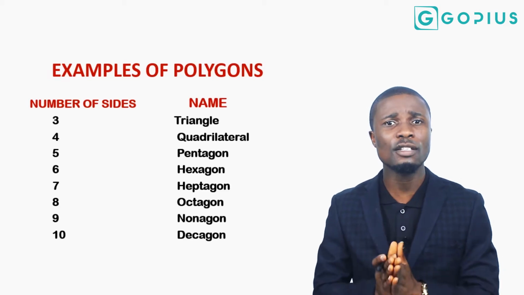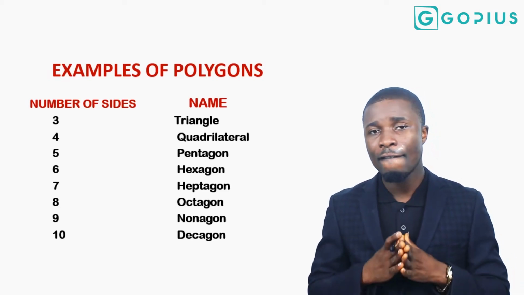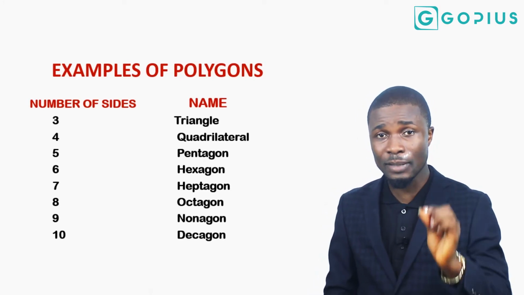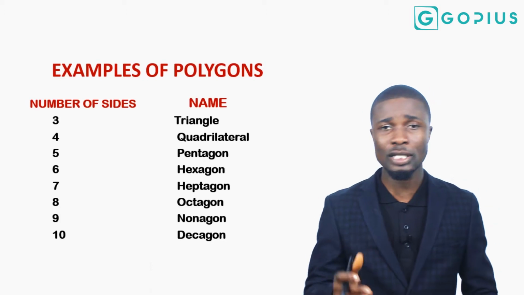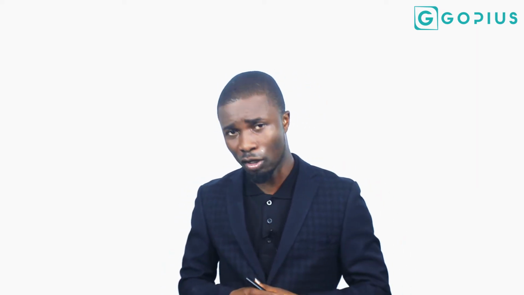Alright, but our interest is just in the 3-sided triangle, 4-sided quadrilateral, 5-sided pentagon, 6-sided hexagon, 7 is heptagon, of course 8 is the octagon, 9 is the nonagon, and 10 is the decagon. Straight away we go to the theorems. There are 2 theorems that are always used as far as solving problems with polygons are concerned. These 2 theorems are very important and very ideal.